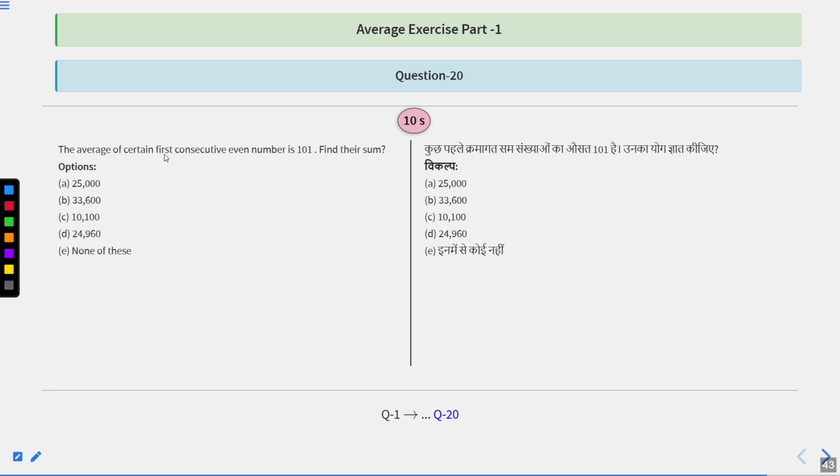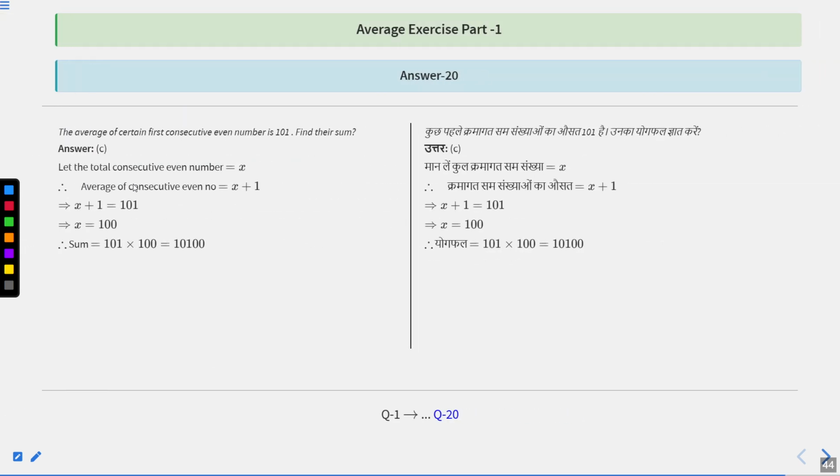The average of a certain first n consecutive even numbers is 101. Find their sum. You have 5 options and 10 seconds to analyze the question. Your time starts now. Now time's up. Let's see the solution.